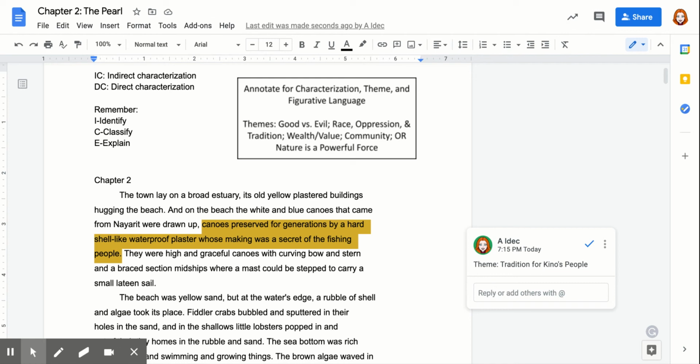So just a hint, keep looking for different examples of tradition through here. Nature is a powerful force is another one. So just look for that kind of stuff throughout this chapter.